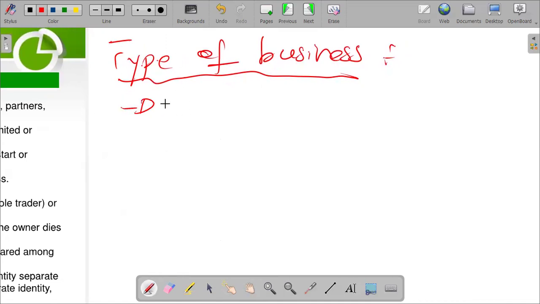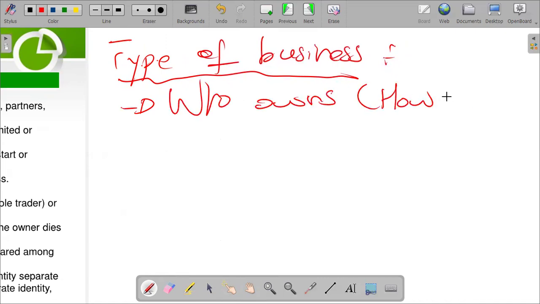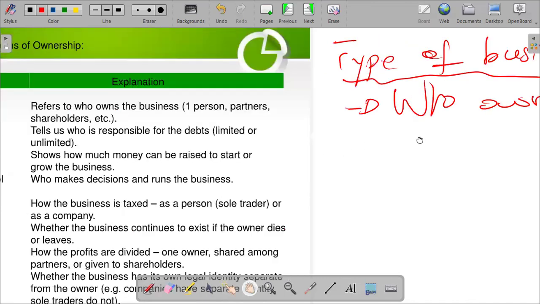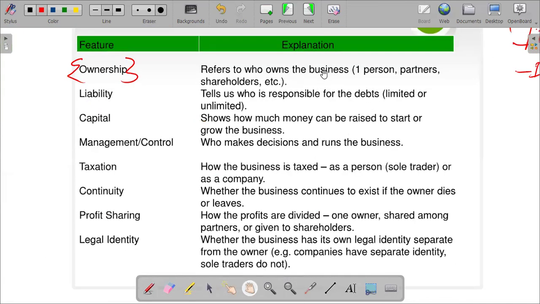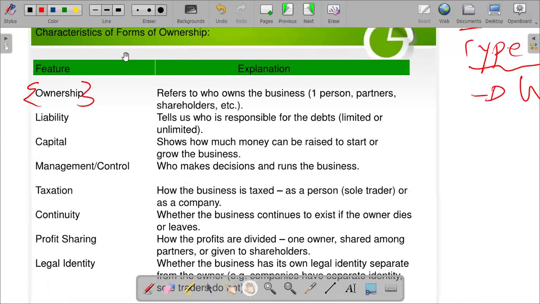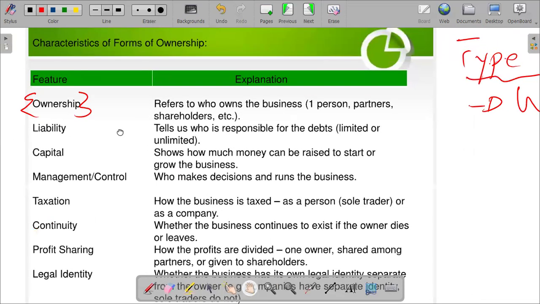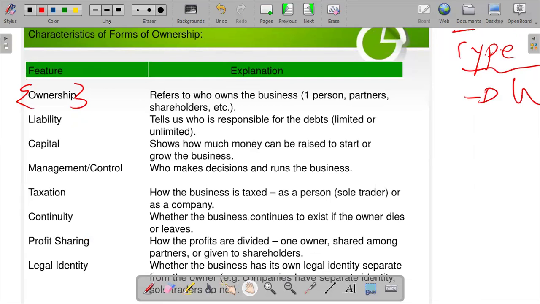So it looks at how many people own the business according to the form of ownership. As it says here, it refers to who owns the business. It's either one person, it's a partnership, or shareholders. Remember your closed corporation where it's members who own the business. So these are the first characteristic of the forms of ownership. And then secondly, we move on to your liability, the debt of the business.